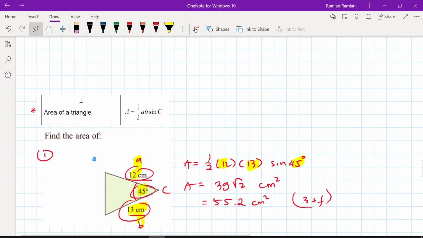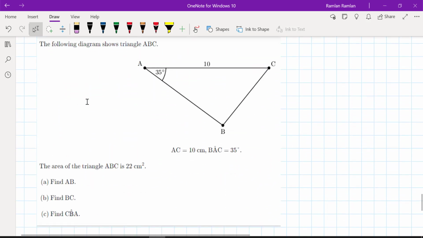Okay, so this is the last example for this video. This is example number 3. Here we have the following: the diagram shows triangle ABC, where AC is 10 centimeters and the angle BAC is equal to 35 degrees. The area of the triangle ABC is 22 centimeters squared. Find the length of AB. So this one over here.